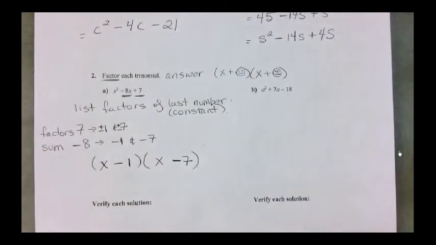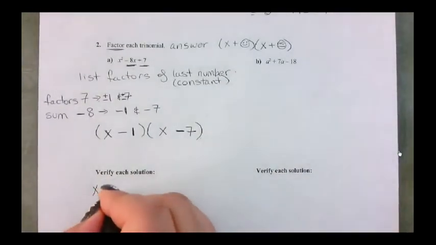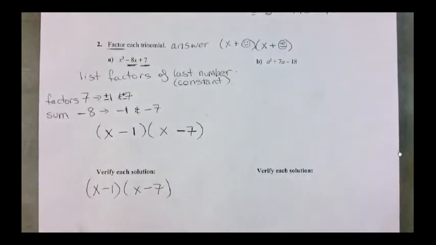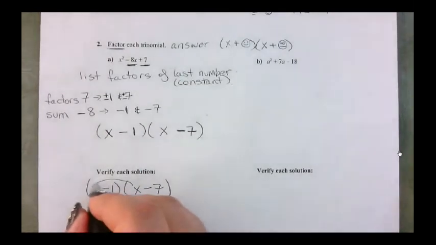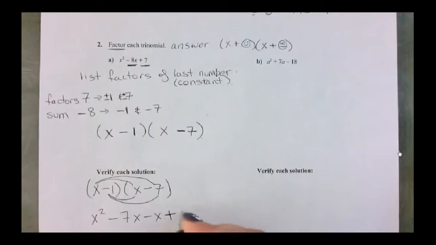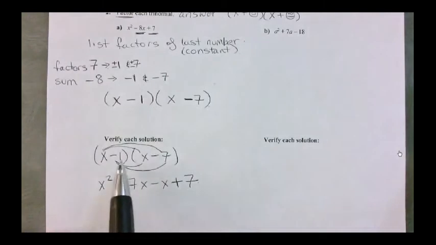Okay, so now let's verify this, because I think we're at our solution now. So let's see if it's true. So I'm just going to rewrite what my answer was, and I'm going to do the distributive property. I'm going to multiply through. What's x times x? x squared. What's x times -7? -7x. What's -1 times x? -x. What is -1 times -7? +7.